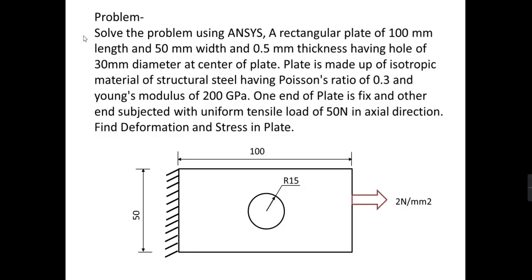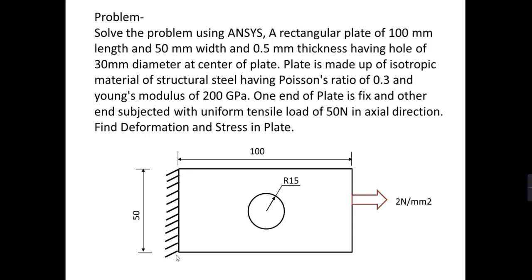Today we are going to solve one problem on ANSYS. A rectangular plate of 100 length and 50 width and 0.5 thickness having a hole of 30 diameter at the center of the plate. The plate is made up of isotropic material of structural steel having Poisson's ratio 0.3 and Young's modulus of 200 gigapascal. One end of the plate is fixed and the other end is subjected to a uniform tensile load of 50 Newton in the axial direction. Find the deformation and stresses in the plate.